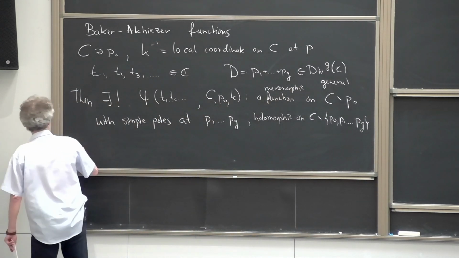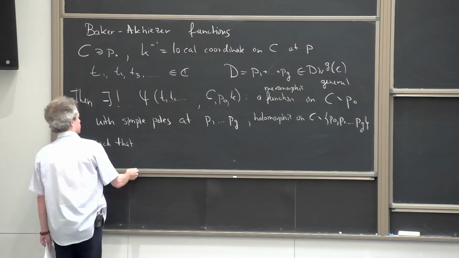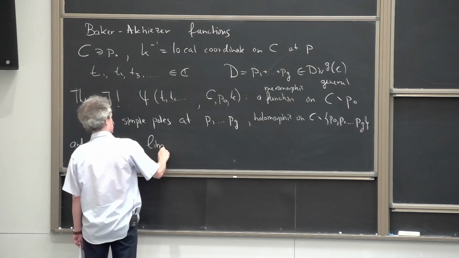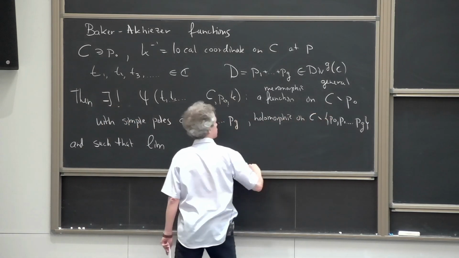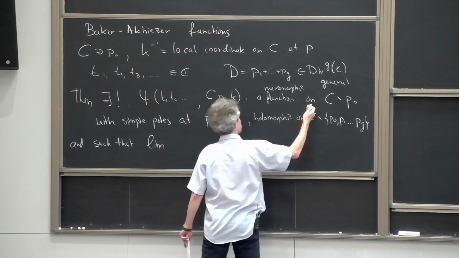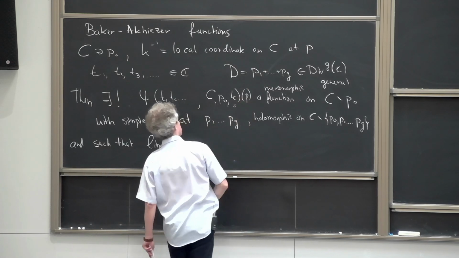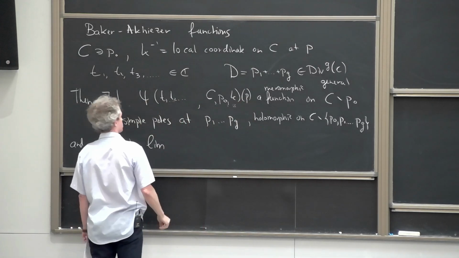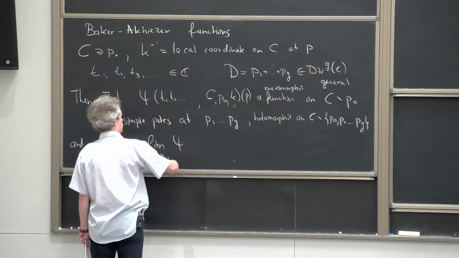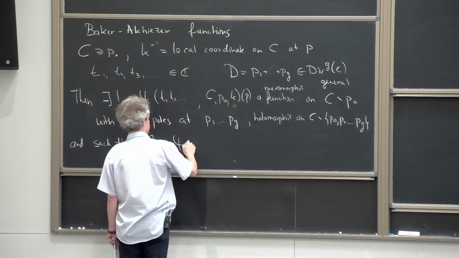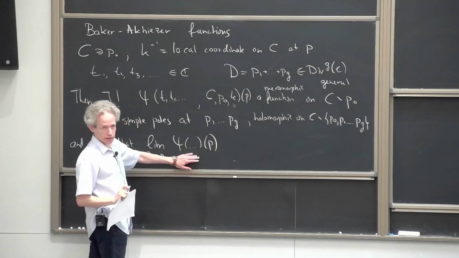and such that the behavior as I approach P node is prescribed by saying that the limit is a function on C minus P node, so it's a function of P. I'll try not to write P too much. So the limit as P approaches P node of psi, all the data of P, well, this is not going to exist. This is an essential singularity.